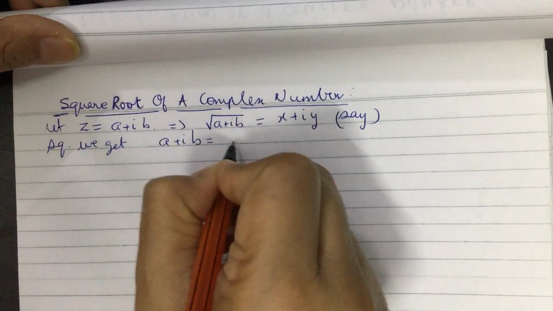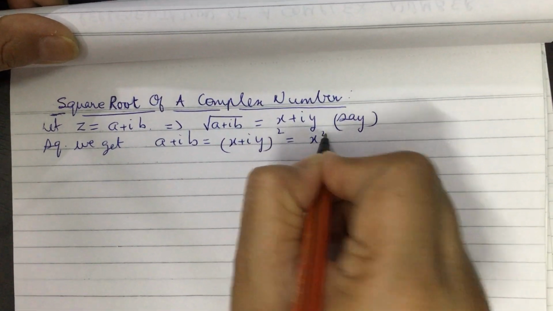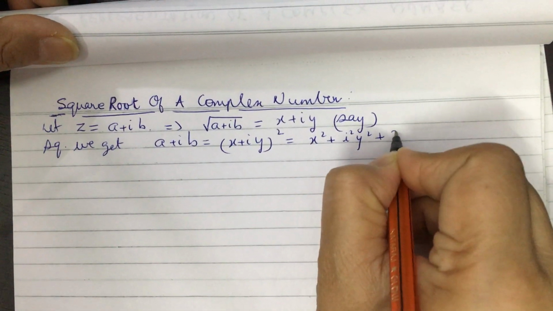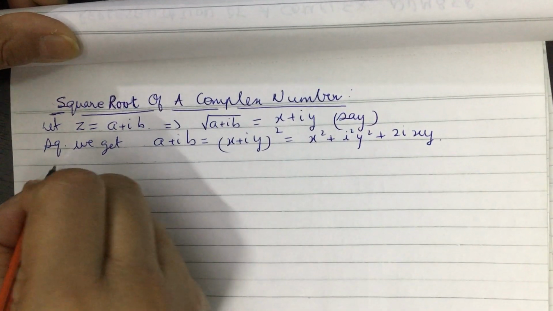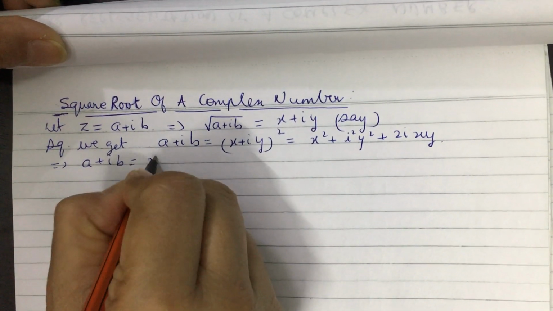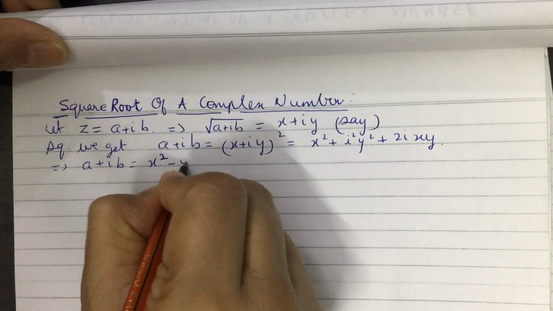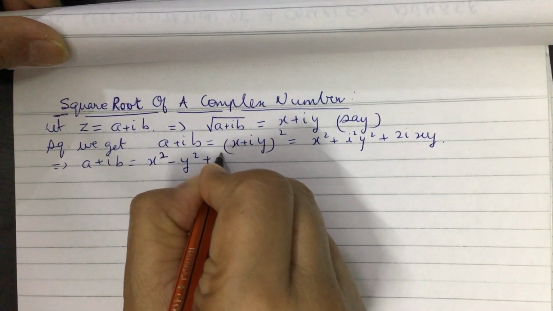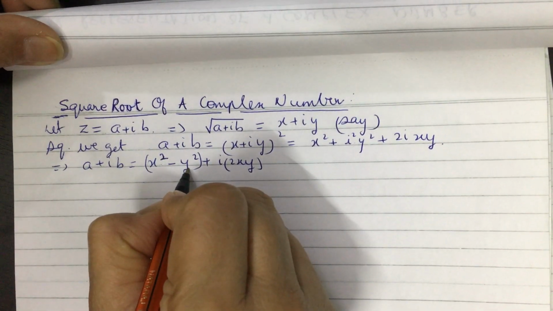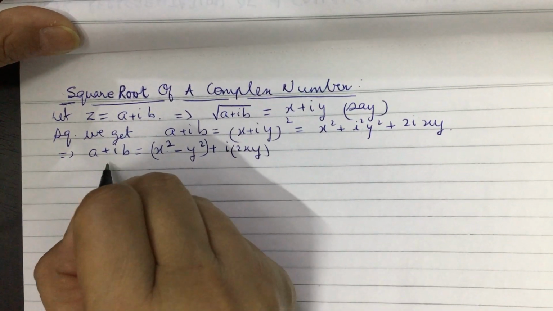a plus ib equal to (x plus iy) whole square, which if we open we get x square plus i square y square plus 2ixy. This gives us a plus ib is equal to x square, but now here i square is minus 1. So, it becomes x square minus y square plus i times 2xy. Clearly, x square minus y square is the real part and 2xy is the imaginary part of this complex number.